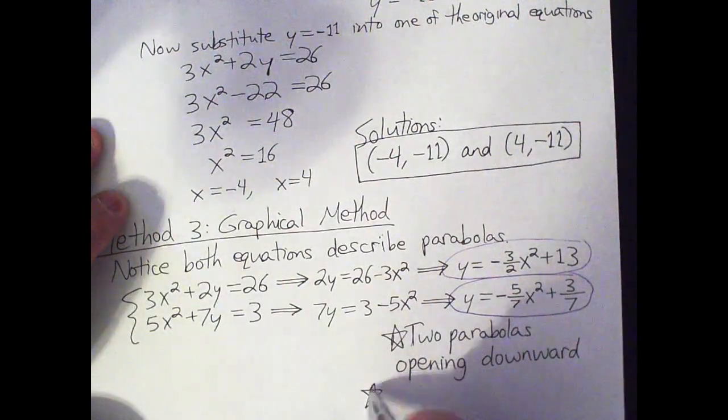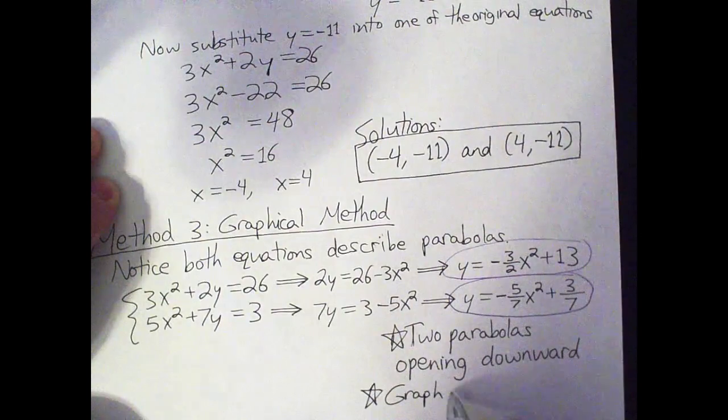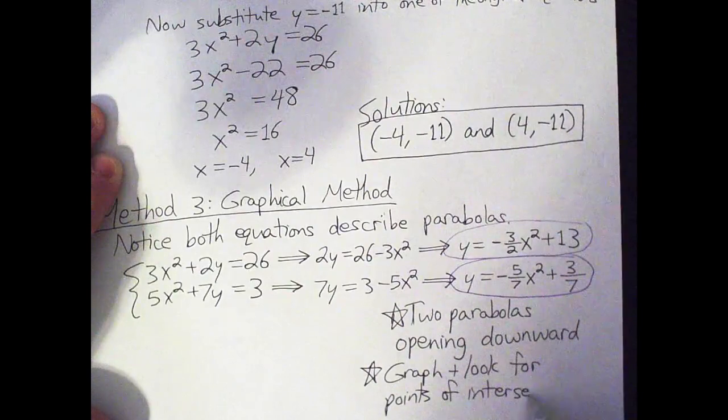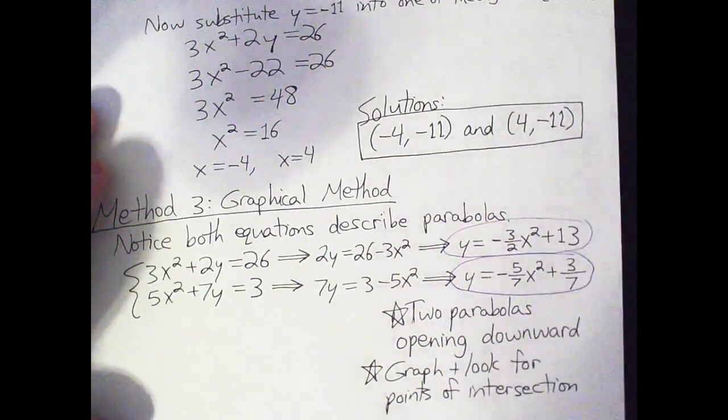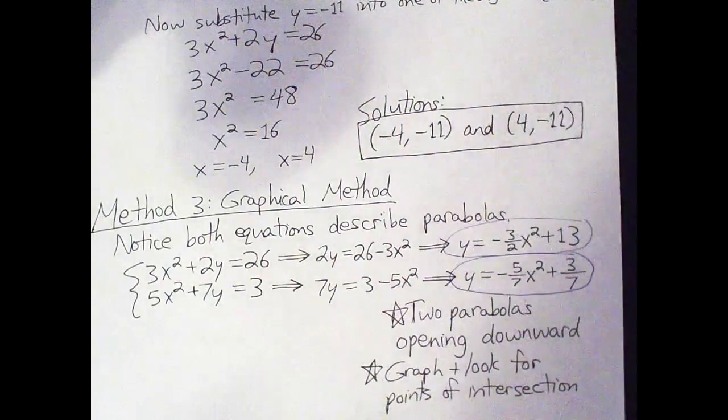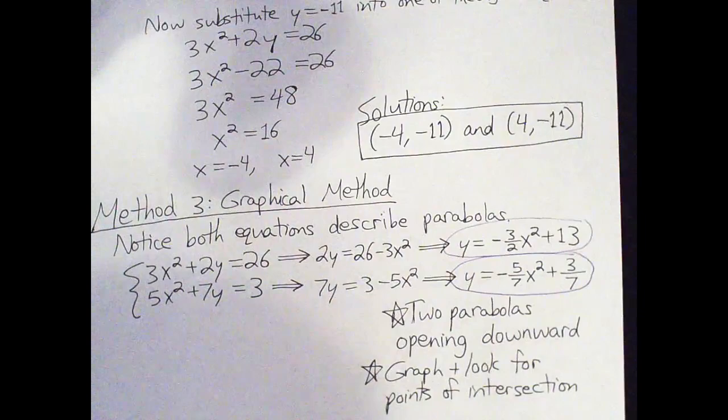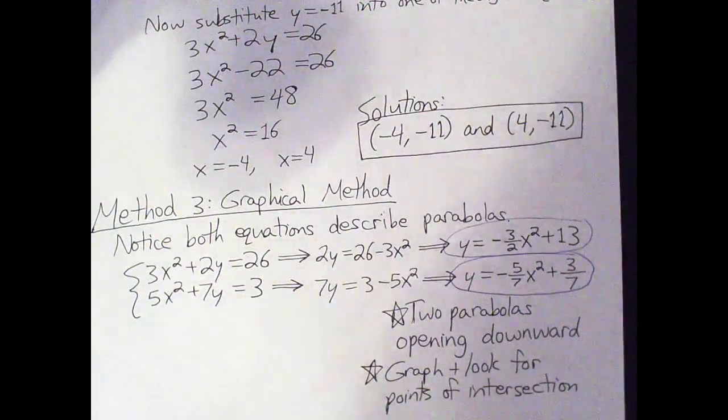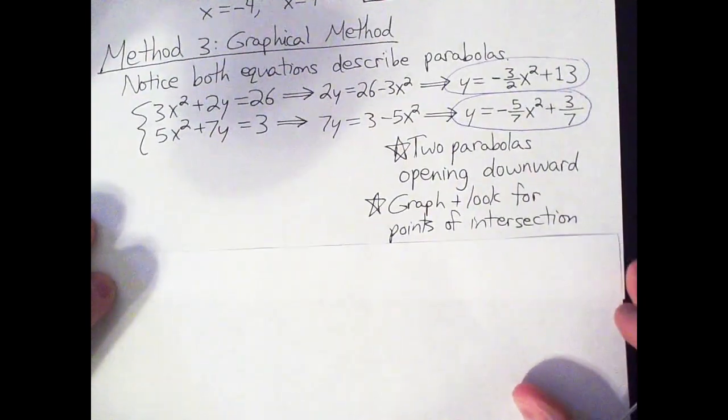And what we can do for this graphical method is graph them and look for points of intersection. Now, we've already solved this problem with algebra, but I want to show you what this looks like visually, so I'm going to graph these. It's a little tricky to graph parabolas that have fractions in them, but you've learned about that in algebra classes. You know about finding the vertex of a parabola. You could try to graph it from there.